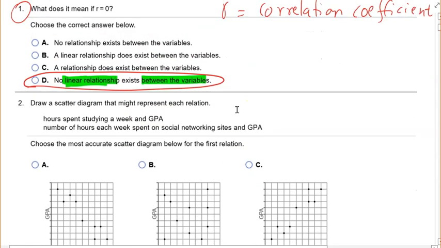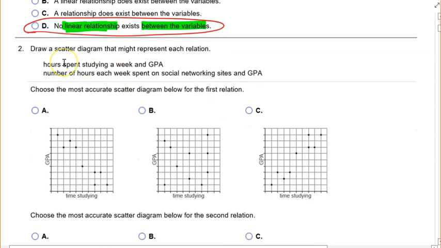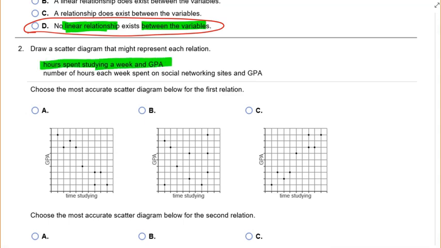Question number 2. There are two relations here. Hours spent studying a week and GPA. And the other, number of hours each week spent on social networking sites and GPA. Notice that in the first relation, if you spend more hours, your GPA is going to be higher. That means if the value of hours studying per week increases, the value of GPA also increases.